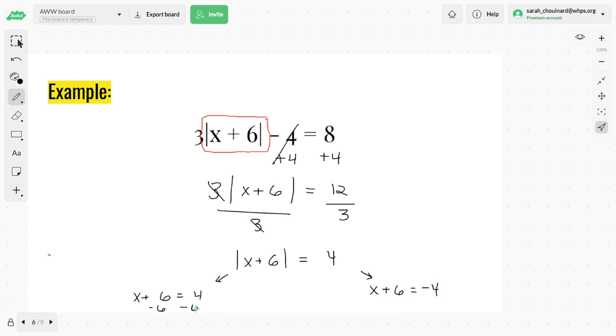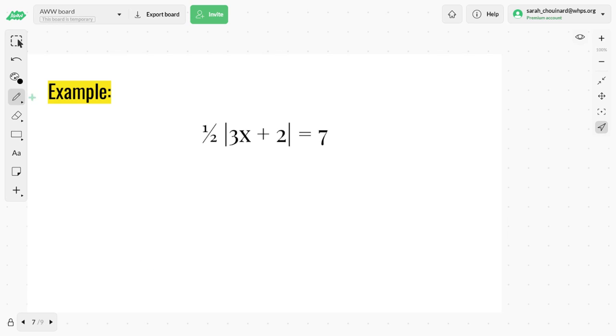And if I solve each one separately, I get x is negative 2 for this one, and negative 10 for this one. And I could plug both of those values in for x to make sure that I got 8 both times, which I would.